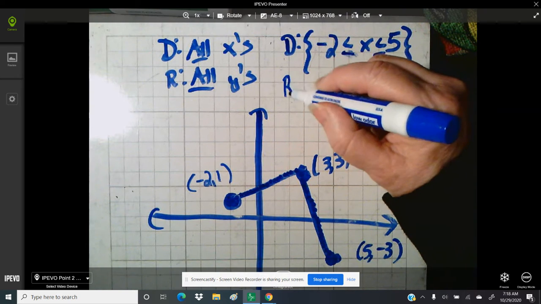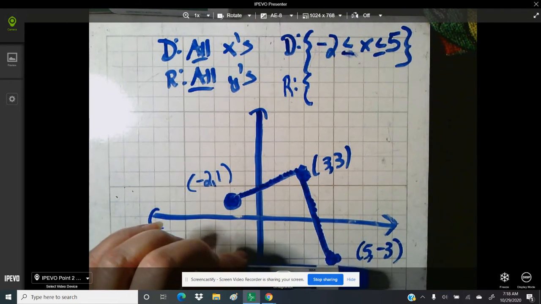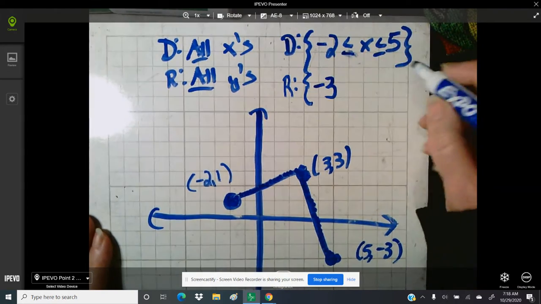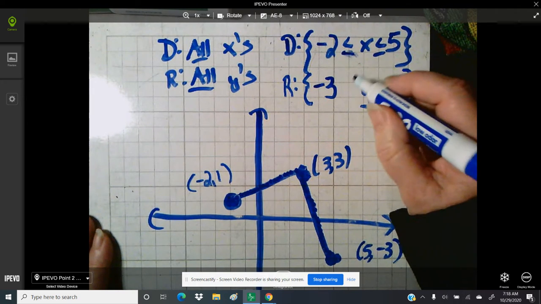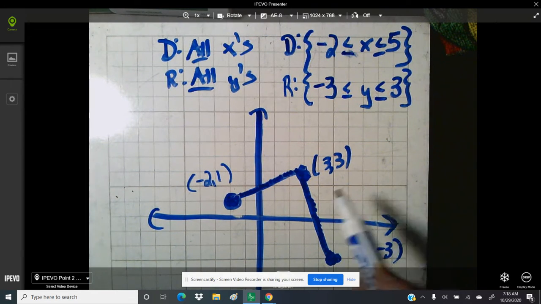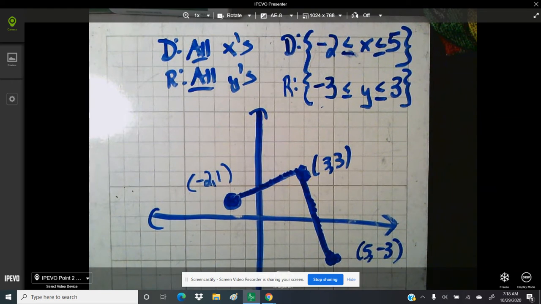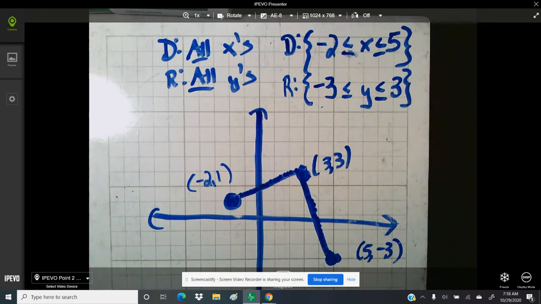So now let's take a look at the range. Well, my range starts here at -3 and goes all the way up to +3. So it starts at -3, it ends at +3. I'm talking about the range, so it's Y, and it's going to be less than or equal to that. So my Y's will be between -3 and +3. So by doing it now, you've connected all those points in between.